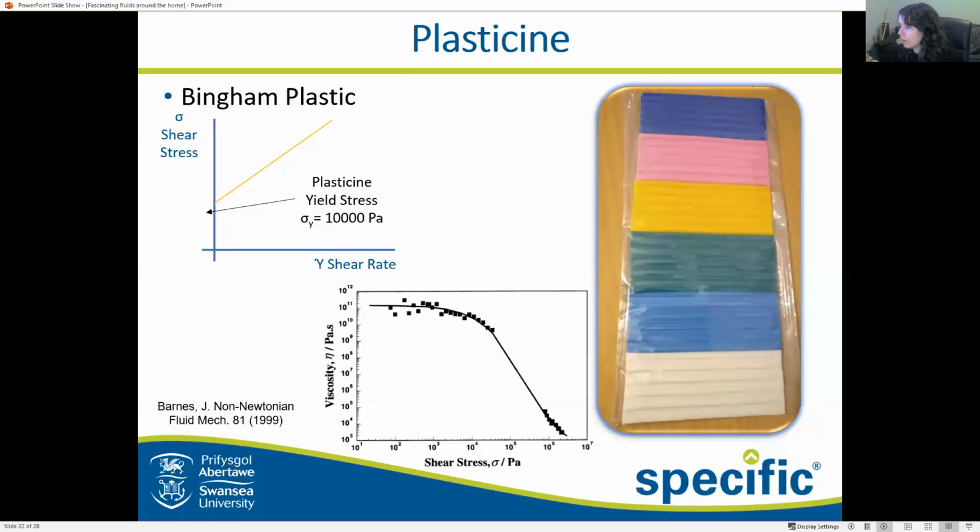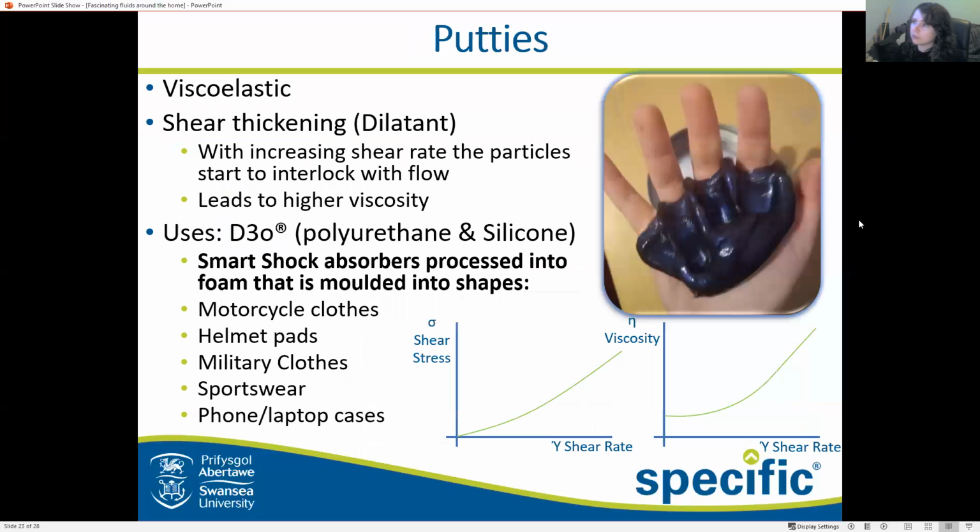This is a very nice one for anyone into anything arty. But my particular favourite out of the weird ones is definitely putties. If I grab my putty, this is a shear thickening, so dilatant, viscoelastic fluid. So this will thicken as I apply a greater shear force, which is why it's quite hard to get out of its case, as when I put it in, it was behaving like a solid.